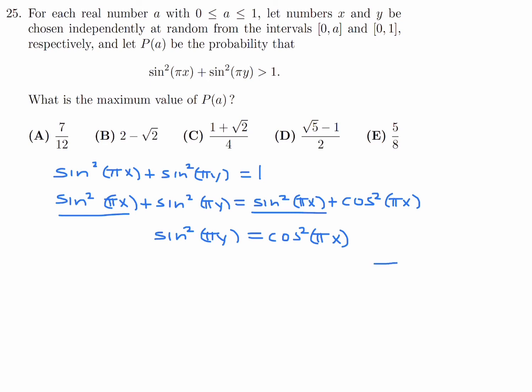Now we get into one of the lesser known trig identities, and that is as follows. This can be written as sine squared of pi times (1/2 plus or minus x). So that is one of the lesser known ones. So for example, that is going to be equal to sine squared pi y.